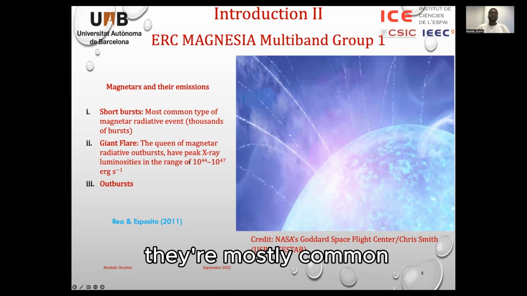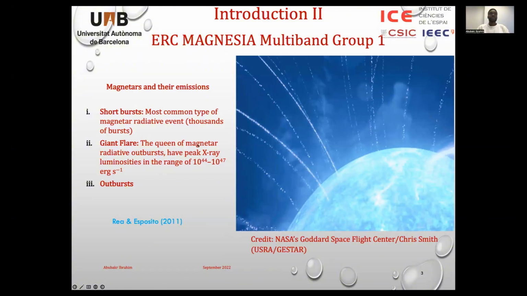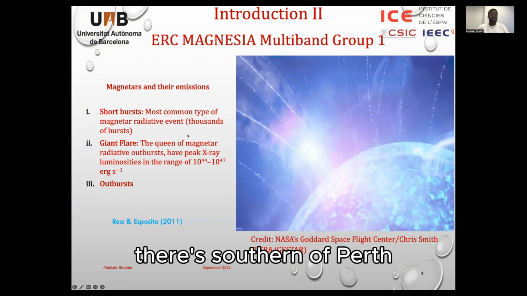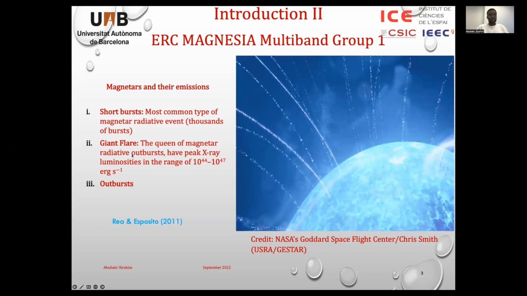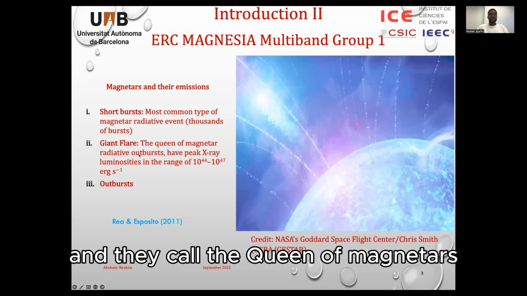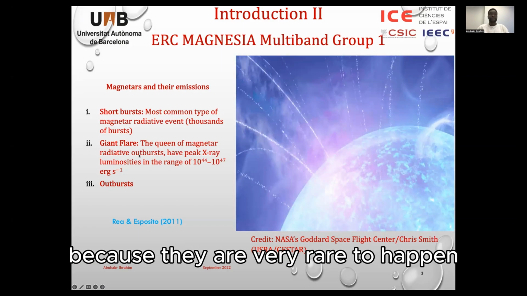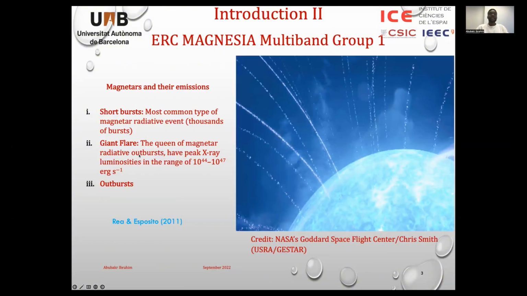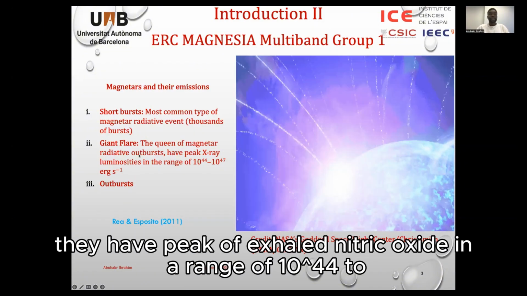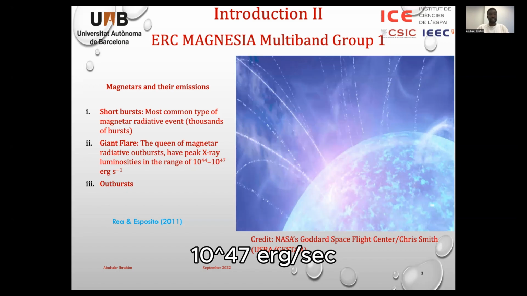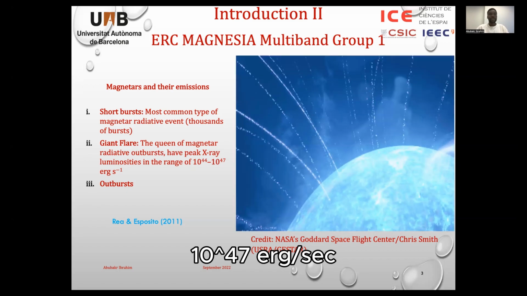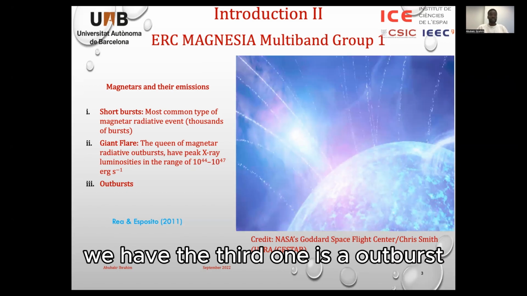They are the most common type of magnetar radiative event. There are series of short bursts. We have also giant flares. They are called the queen of magnetars because they are very rare. They have a peak X-ray luminosity in the range of 10^44 to 10^47 erg per second. The third one is outburst.